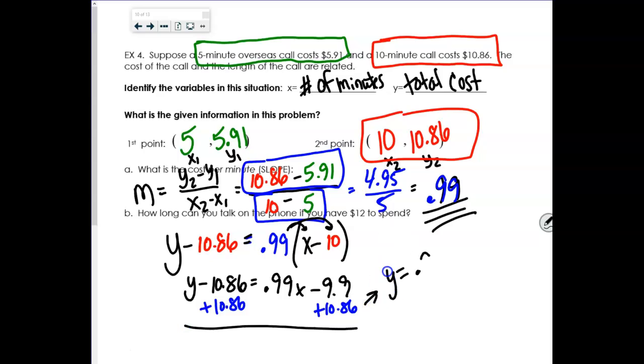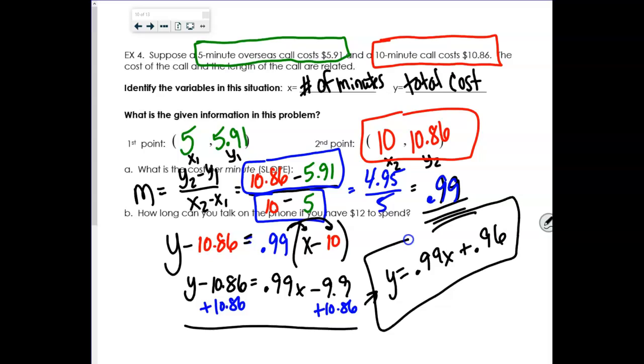y equals 0.99x. Is it plus 0.96? Cool. So you guys already identified for me what that slope meant. You're charging 99 cents per minute for your phone call. So what's this plus 0.96 at the end? Yes, there's some initial flat fee that the minute you pick up the phone overseas, they charge you 96 cents. No matter how long your phone call is, they're going to charge you that initial fee, and then they start charging you per minute.